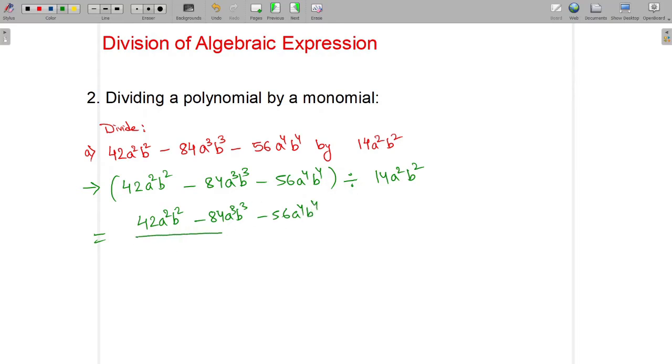Divide by 14a square b square. Now we will write this in such a way that we show, see, what's the meaning of this? The meaning of this is each and every term will get divided by the monomial. So in the next step what will we do? We will write the first term divided by 14a square b square.